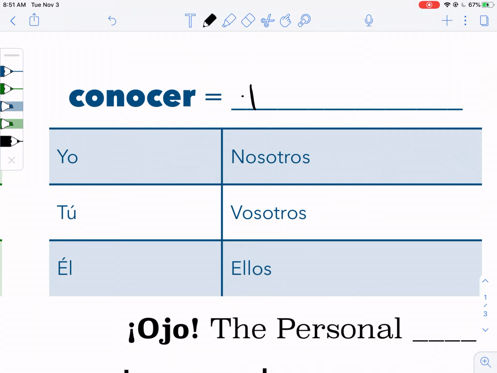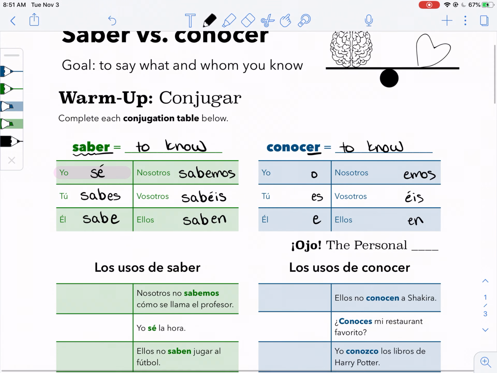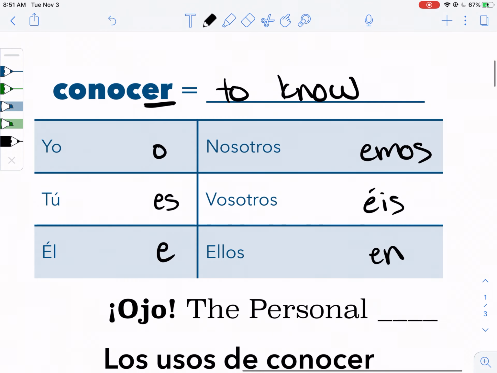Conocer means to know. And it is an ER verb, so we're going to put our ER endings on first. O, es, hemos, es, en. Okay, awesome. And then we can take our stem right here and put that in front of our endings. Con, like that.